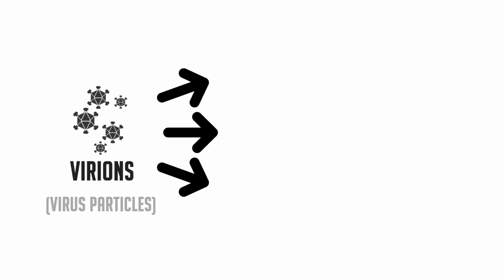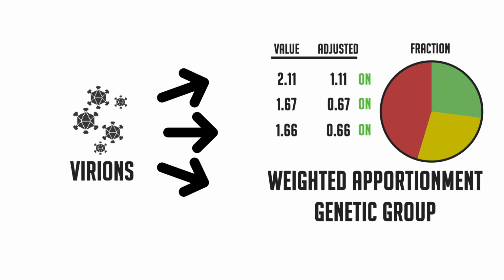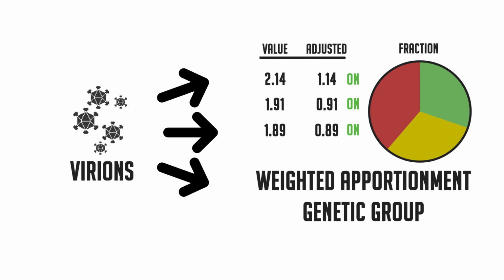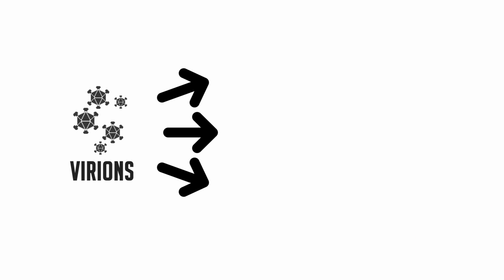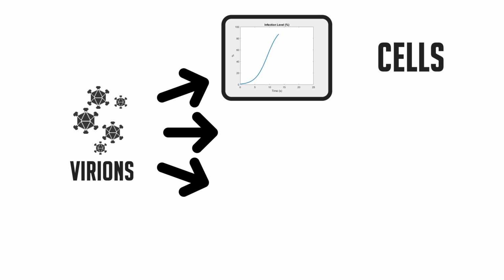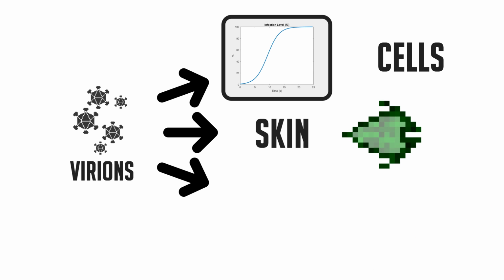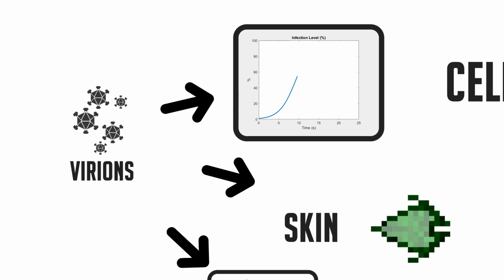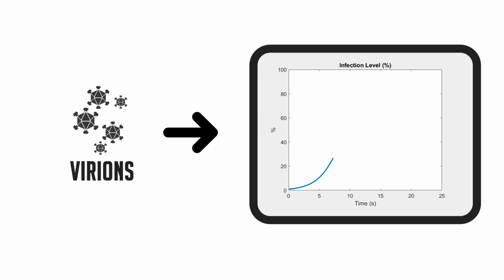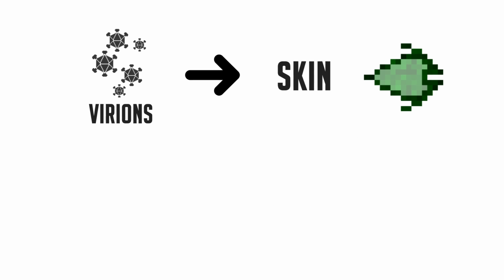When spreading, the virus can use those newly produced variants in 3 different ways. Just like before, this is a weighted apportionment genetic group. Or again, WAGG. And the 3 possibilities are spreading through cells, to skin, or through the air. Cell spread is pretty much what we discussed earlier, where the virus spreads through more cells inside the Bibits. So let's focus on the next 2.